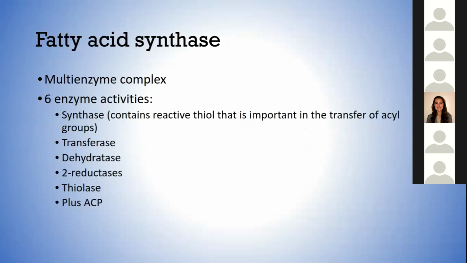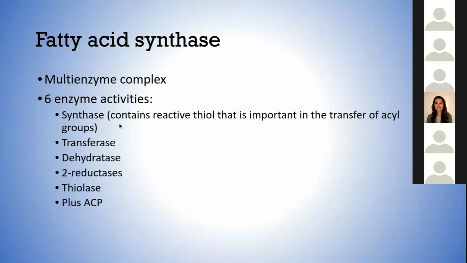So this huge complex I was talking about, fatty acid synthase, is going to have 6 enzyme activities. So it's going to have its just regular synthase activity. It's going to contain a reactive thiol that's important in the transfer of acyl groups. It's also going to have transferase, dehydratase, 2 reductase activities, a thiolase, and this ACP activity as well. So we're going to have a lot of things here.